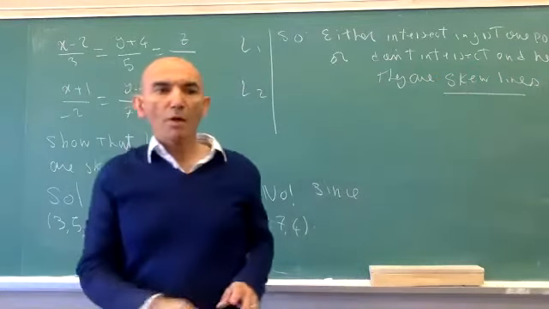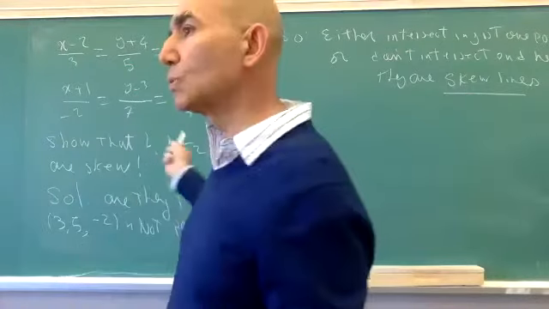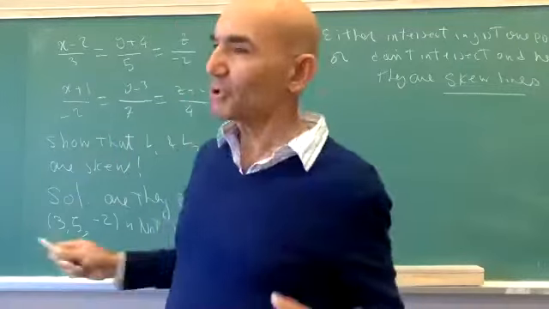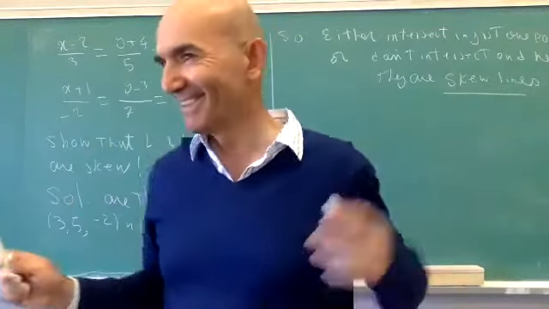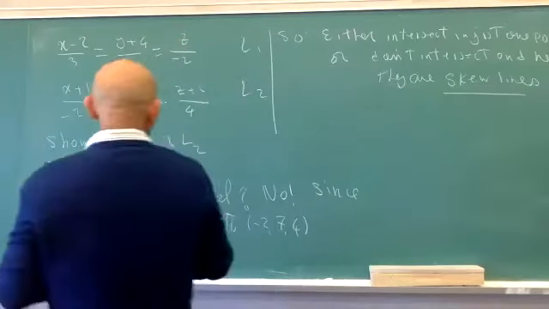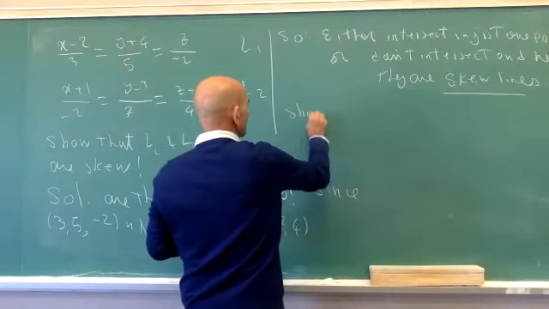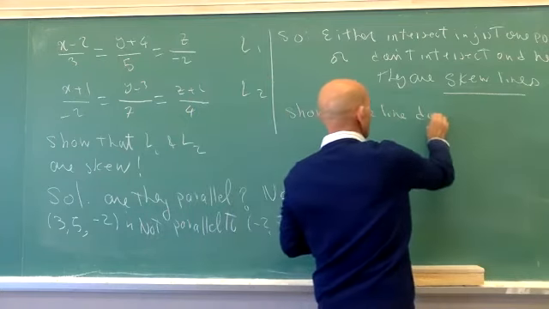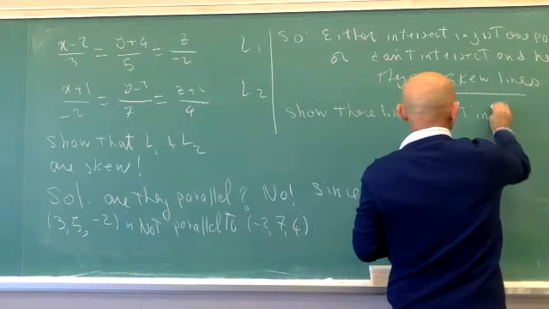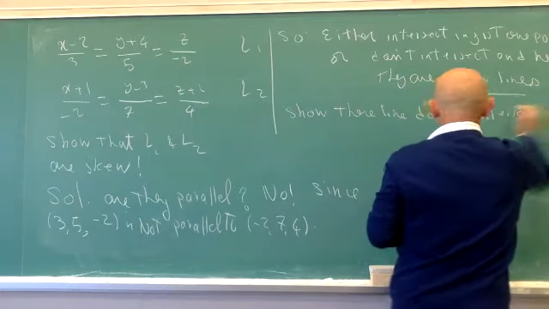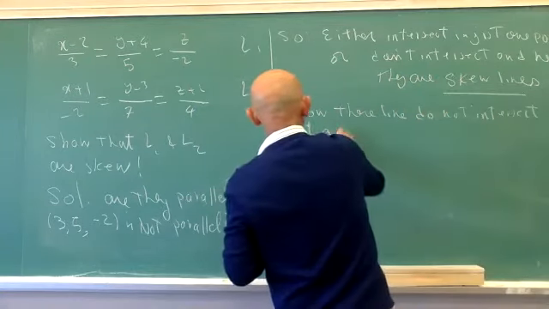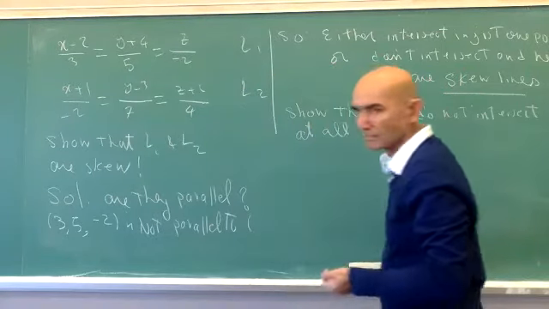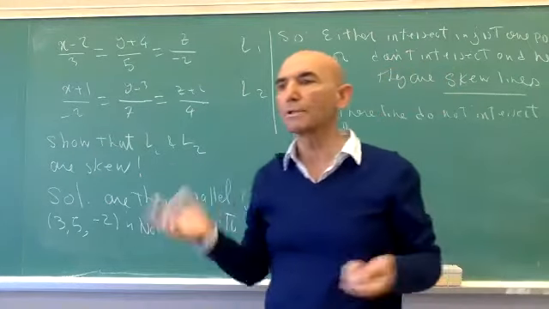So now I want you to prove that these 2 lines don't intersect. I'm not totally sure, but I'm 100% sure. Okay, something like that. So show these lines do not intersect. So how can you do that? How can we show that these 2 lines do not intersect at all?